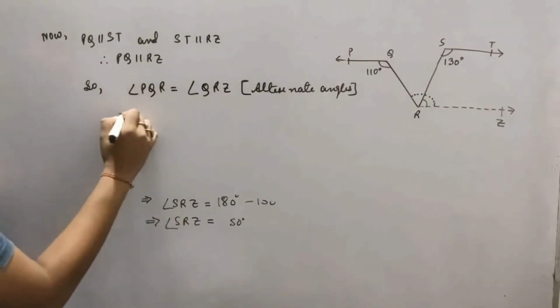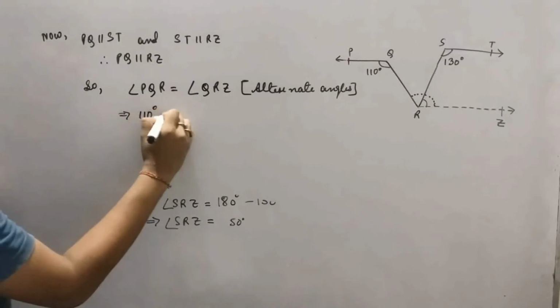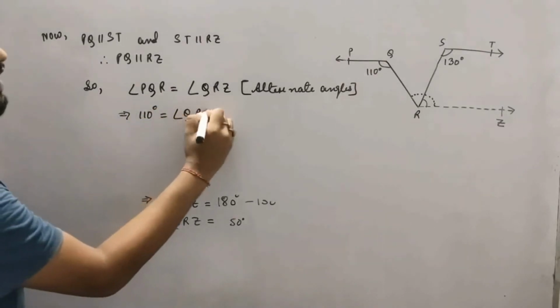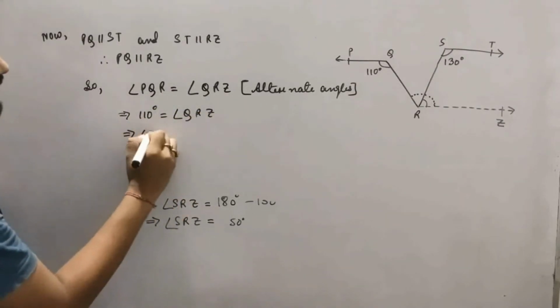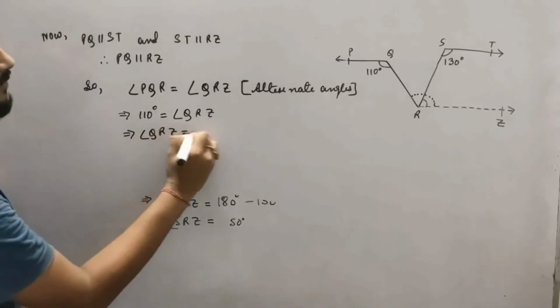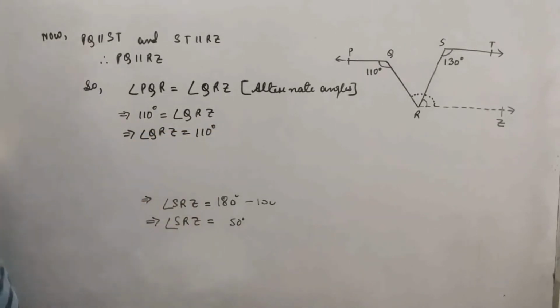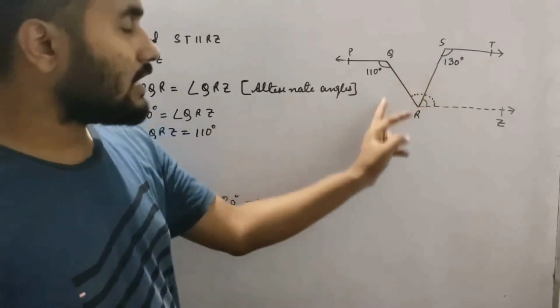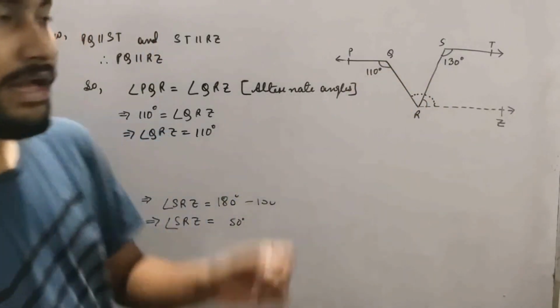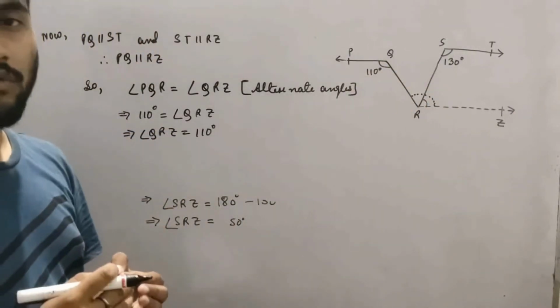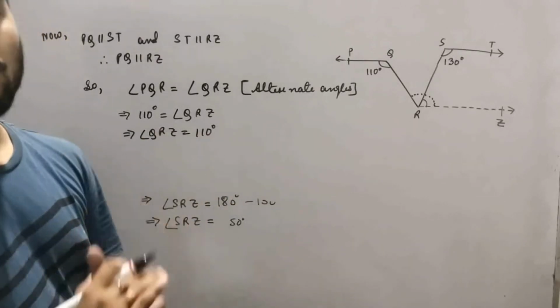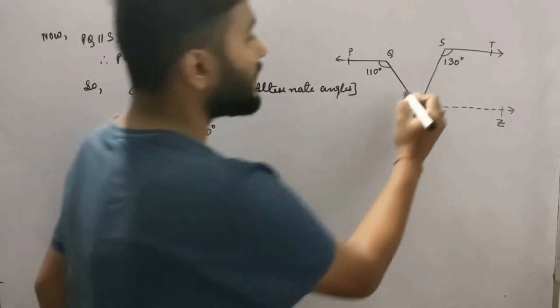What is the value of angle PQR? This is 110 degrees, which is equal to angle QRZ. So angle QRZ will be 110 degrees. So we have got this complete angle as 110 degrees. Again, you see, the same concept we used in question number 3 will be used here. I need this angle.